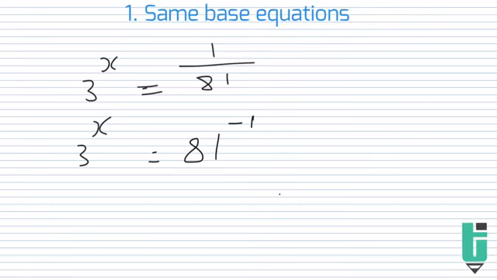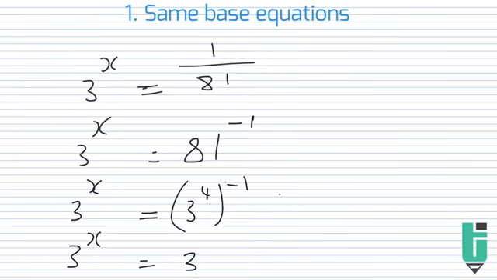Well, yes, we can, because 81 we can simply write as 3 to the power 4. So we'll have 3 to the x is equal to 3 to the power 4, taking note that this whole thing is technically raised to the power of minus 1. And so we can simplify this. 3 to the power x equals 3 to the power, so we'll multiply the exponents. So we'll have 4 times minus 1 is minus 4.